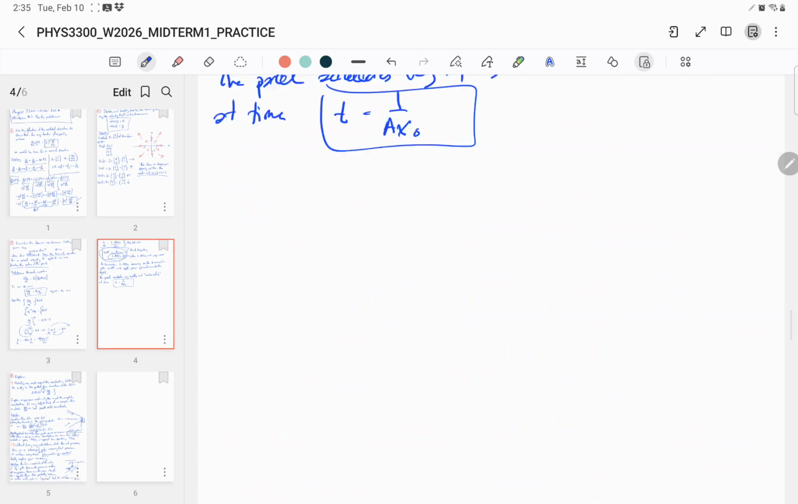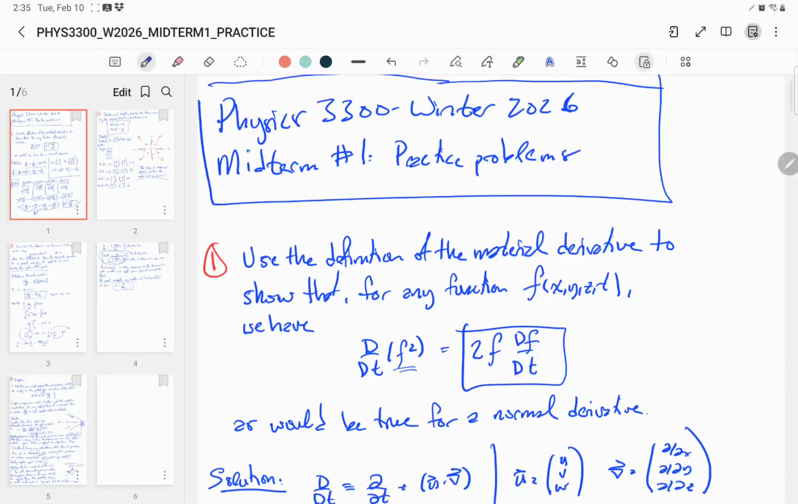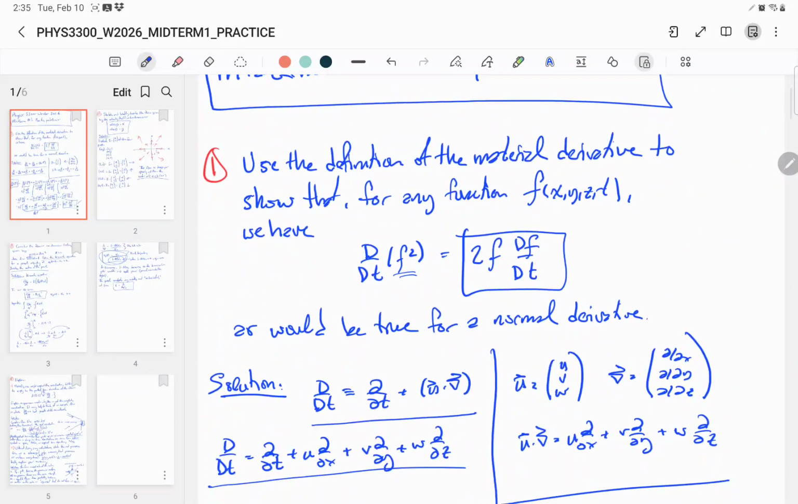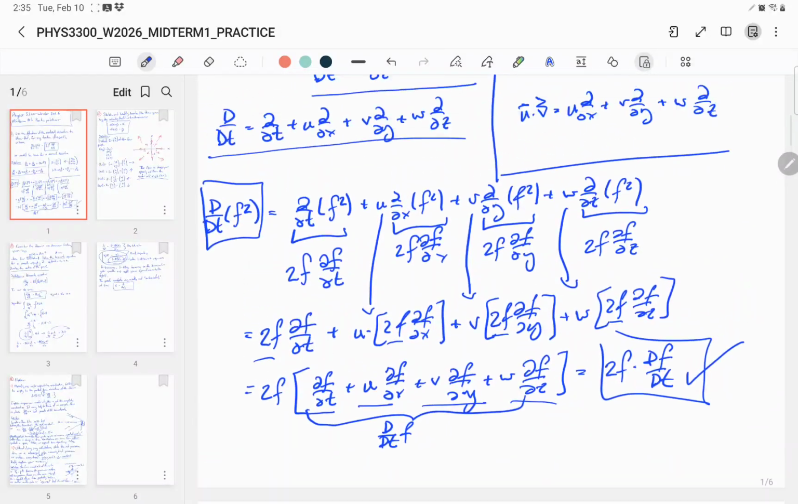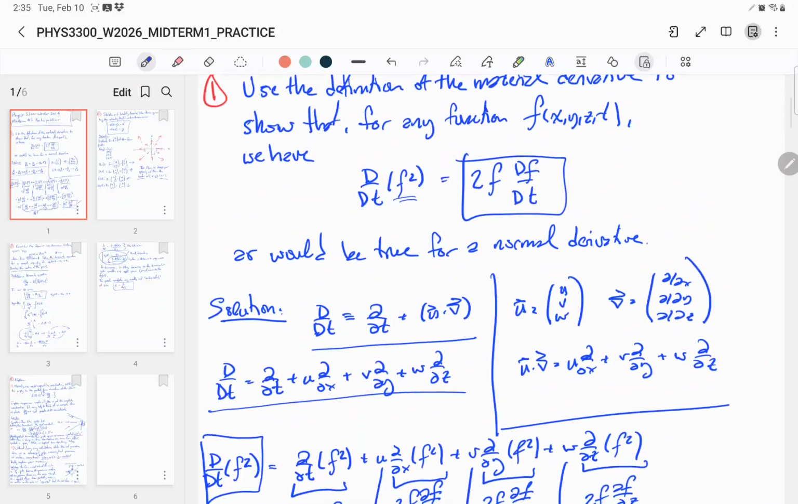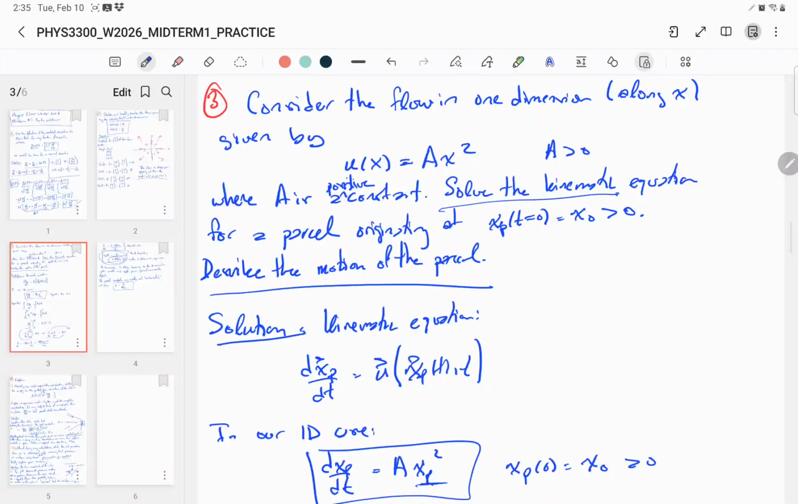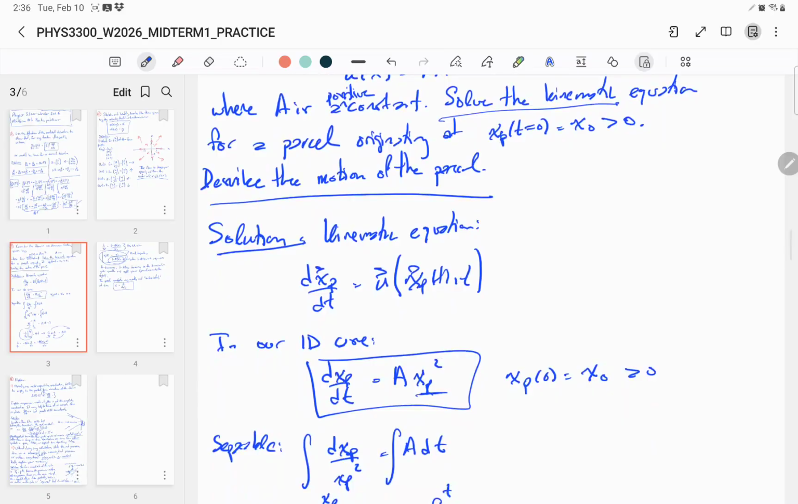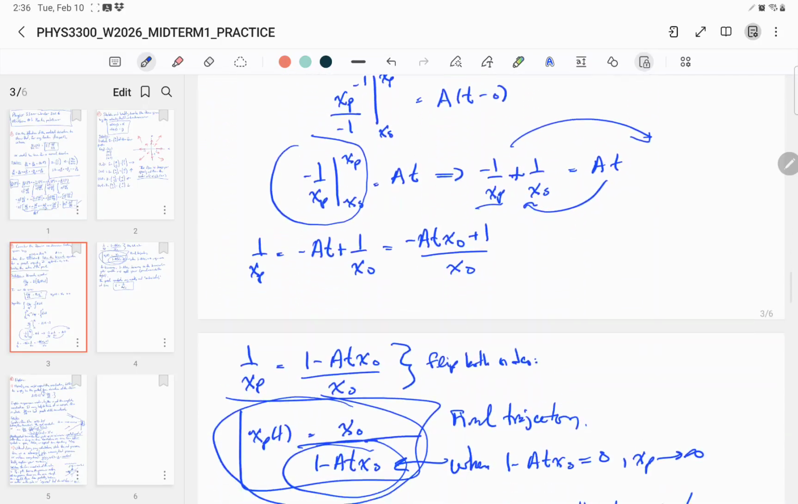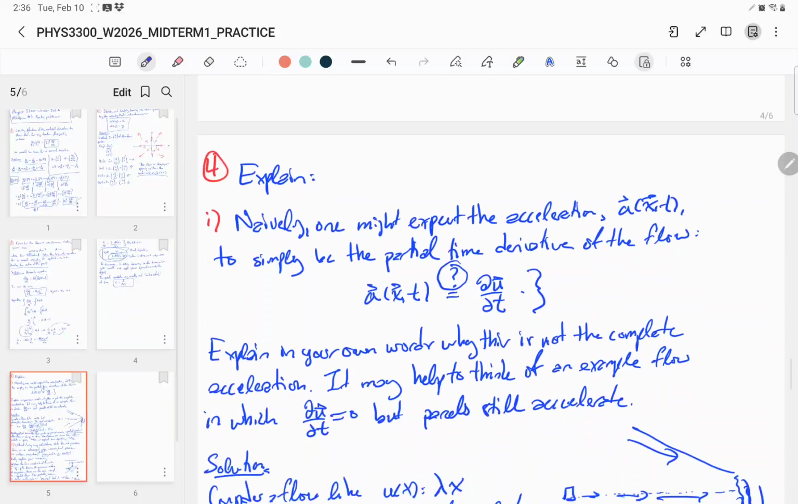Okay, so just to review, we talked about the material derivative, understanding it and being able to do some manipulations with it. I gave an example of essentially showing that the material derivative obeys the chain rule. Sketching flows: you're given a vector field, and you want to be able to represent what that looks like graphically. Kinematic equation: this could be 1 or 2 dimensions. We haven't really talked about it in 3 dimensions. So understanding how to write the kinematic equation for a particular velocity field, and then solve it and interpret the formula that you get. And then explanation questions.